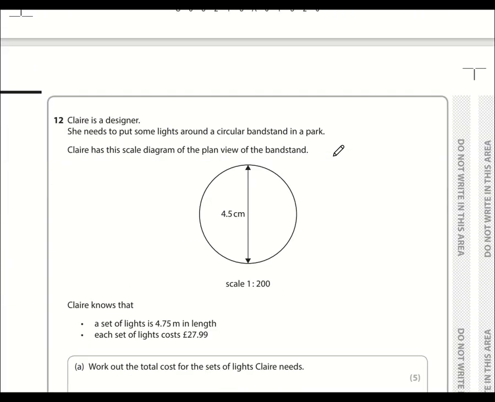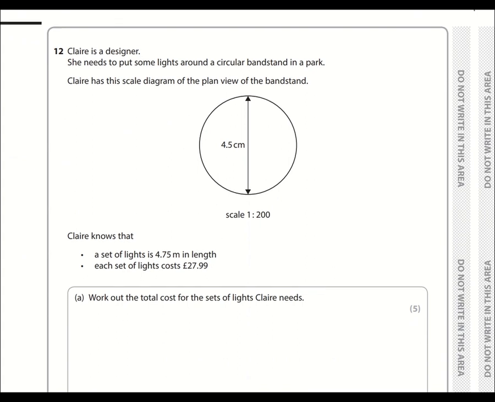Okay, let's take a look at question number 12. Claire is a designer. She needs to put some lights around a circular bandstand in a park. This is the scale diagram of the plan view of the bandstand, and we can see it's got a diameter of 4.5 centimetres and the scale is 1 to 200. So what this means is in real life, this is 200 times bigger. So the diameter is not 4.5 centimetres, it's 4.5 times 200 centimetres, in other words 900 centimetres, and 900 centimetres is 9 metres.